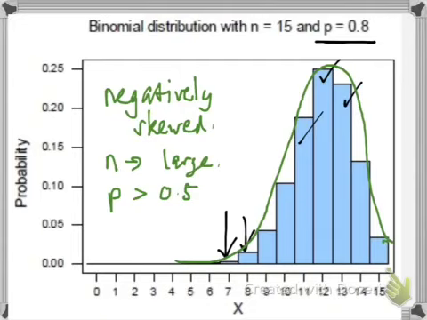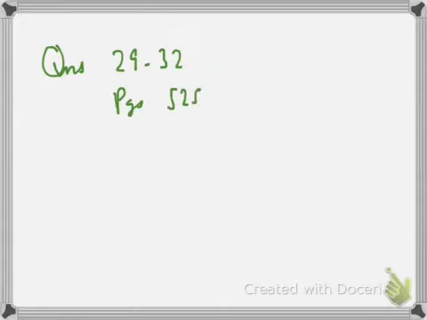Once again, as I said, pages 522 and 523 have some information on those. There's not a whole lot of questions. They're quite straightforward, the ones that are there. But you could look probably at questions 29 to 32 on pages 525 and 526.